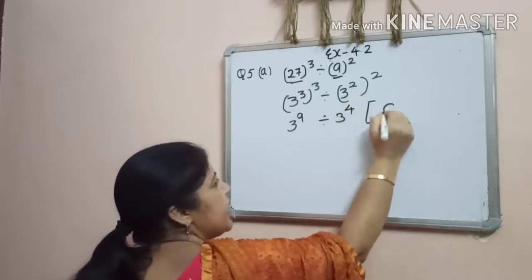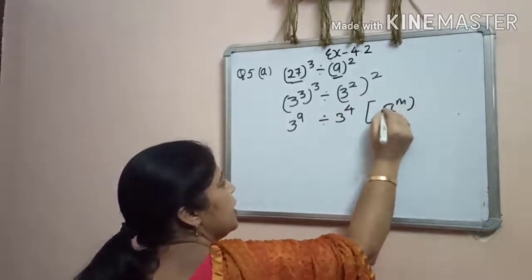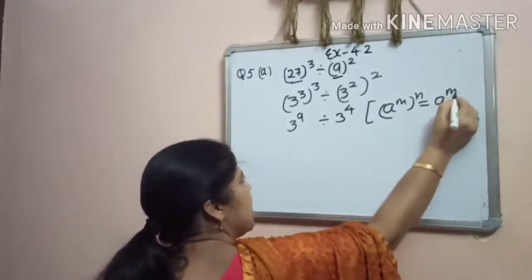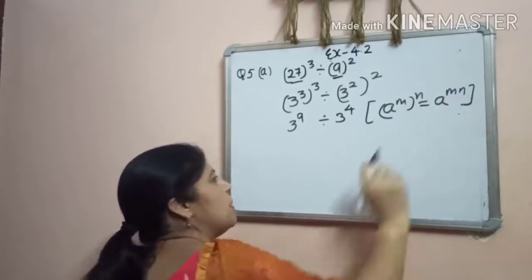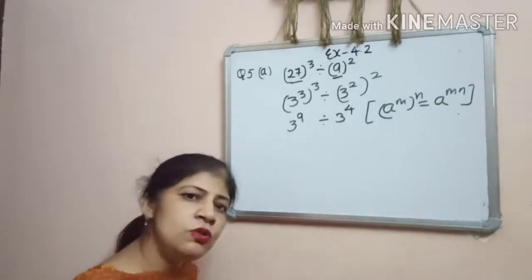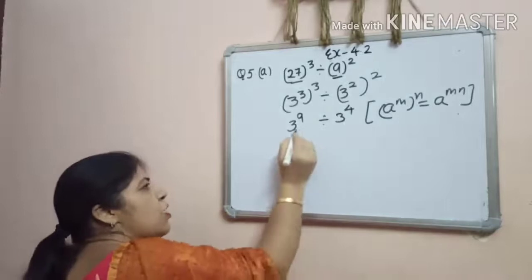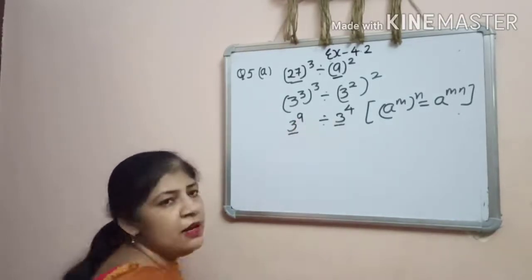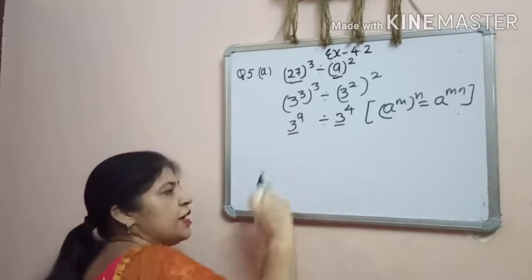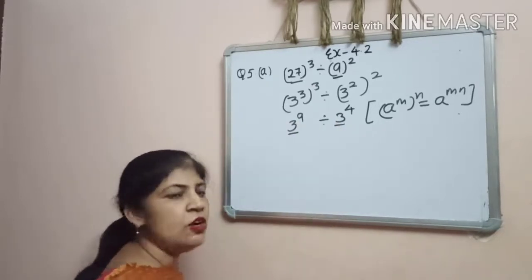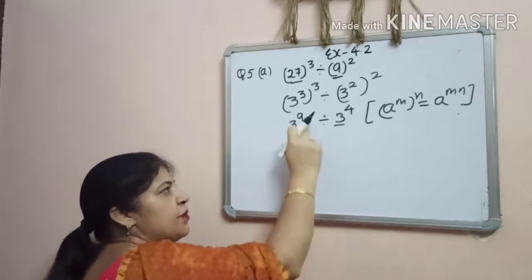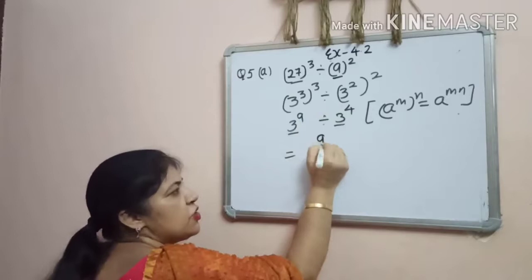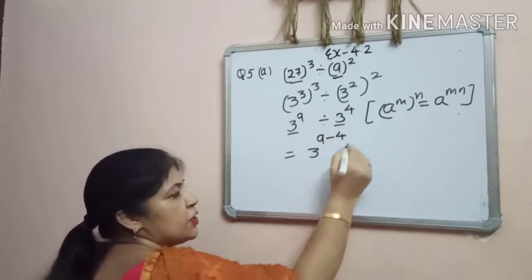You have to write the law in the bracket. A raised to the power m raised to the power n, you will get a raised to the power m into n. Okay. Now, bases are same. Powers are different. In case of division, it is a division law. So you will subtract the powers. So you will get 3 raised to the power 9 minus 4.